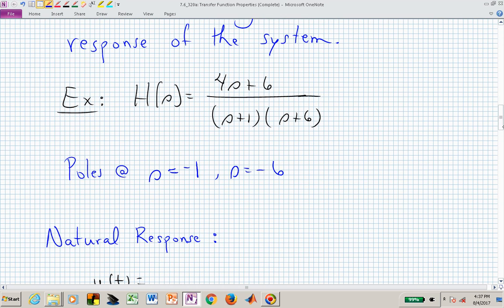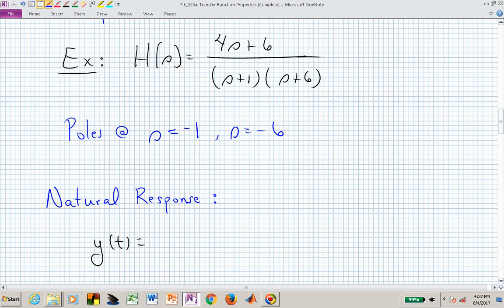Or another way of saying that is it would have a natural response if we just excited this system, maybe with initial conditions. Then it would behave consistent with those poles. It would give rise to modes of e to the -t and e to the -6t. And that's what we would have for a natural response. We go and shake it, and we get this system to respond with modes determined by the poles, and the poles of the system are at those values of s that cause the denominator to vanish.